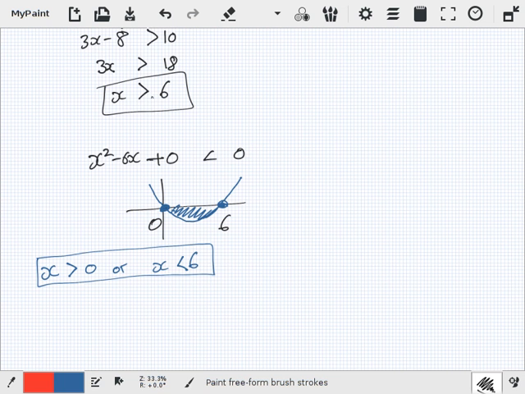Here, my x's that work are x's more than 6. So if I'm looking to not have an answer, what should I be using? x less than or equal to 6. You see, that's the opposite of this. You know, if I tell you the answer is x is bigger than 1, then the not answer is 1 or less.